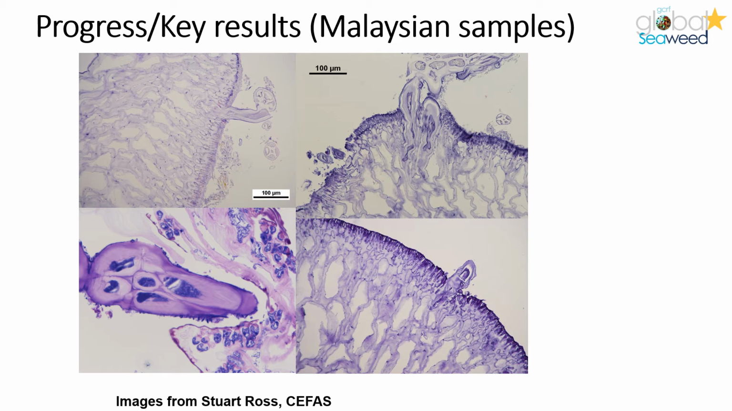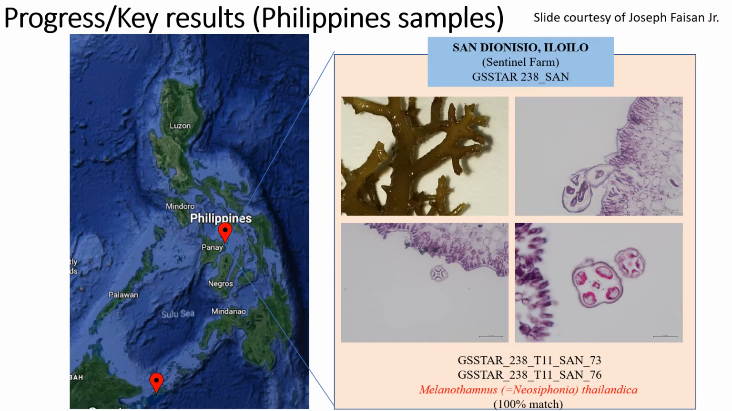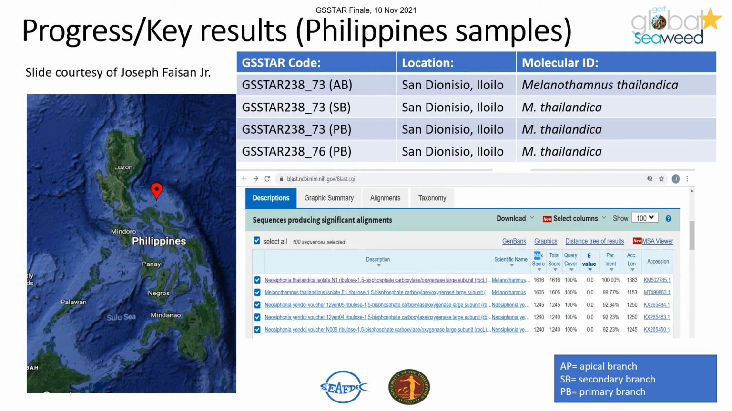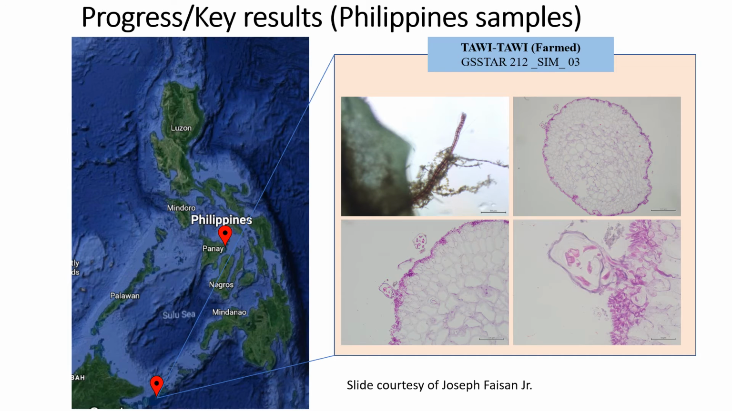A subset of the samples was sent to CFAS, where one of our partners conducted histological work on the samples to look at how the epiphytes penetrate into the host tissue. The common epiphyte in the Philippines is identified as Melanothamnus thailandicus based on morphological characterization and some initial sequencing results. So sequencing for the rest of the samples is in progress. And Joseph has conducted histological studies on most of the samples collected.